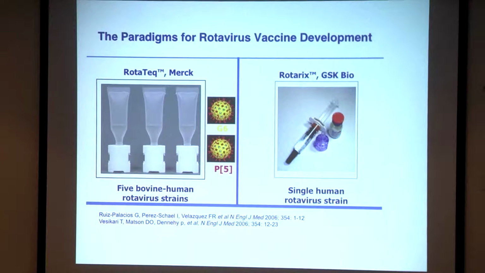There are 2 internationally licensed rotavirus vaccines currently. One is a product from Merck and the other from GSK, and these have been developed using different vaccine strategies. The rotavirus vaccine from Merck is developed with 5 bovine rotavirus strains with 1 human strain, and so it's a pentavalent vaccine, a recombinant vaccine. In contrast, the vaccine from GSK is a single human rotavirus strain, identified and attenuated in the lab, from a child who had severe rotavirus disease. So quite different vaccine strategies.